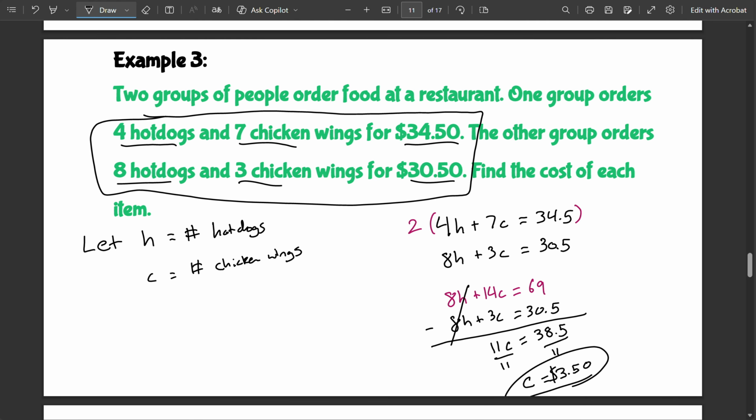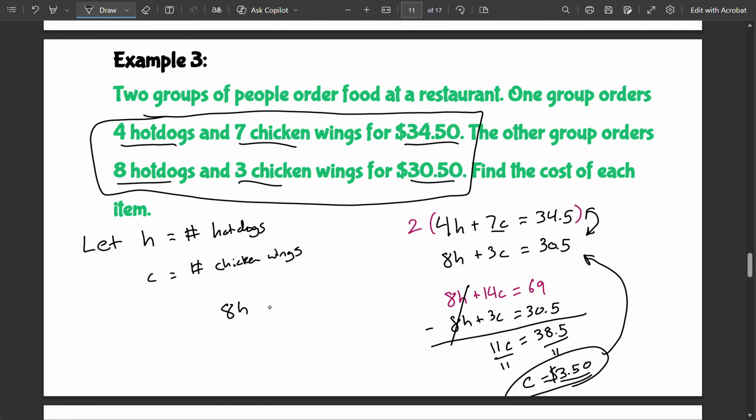We're going to plug this back into one of our original equations, and we look for which one of the original two is going to be easier to plug that value, C equals 3.5, into. And that's going to be the second one. 3 times 3.5 is going to be simpler than 7 times 3.5. So I'm going to rewrite it over here.